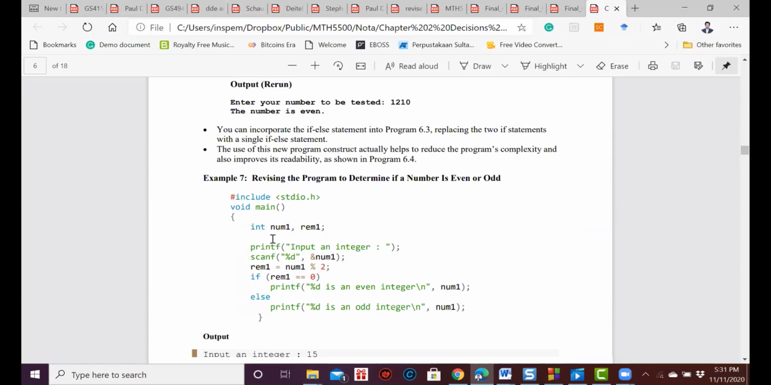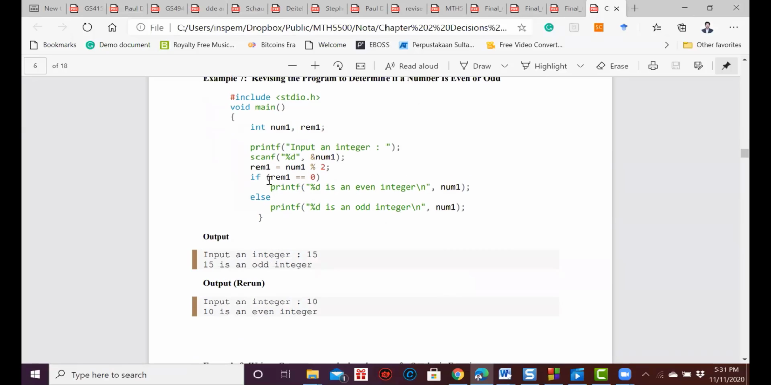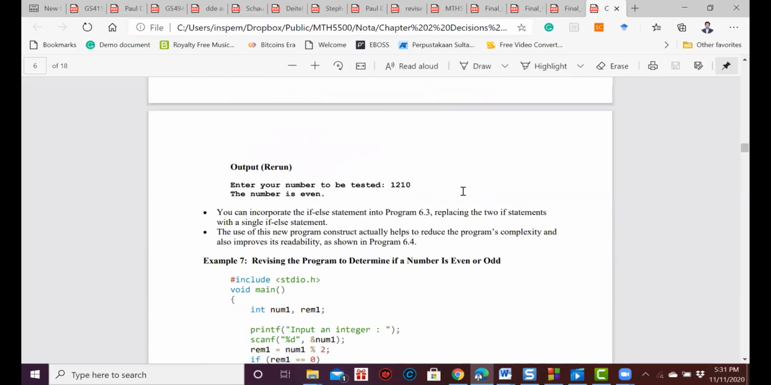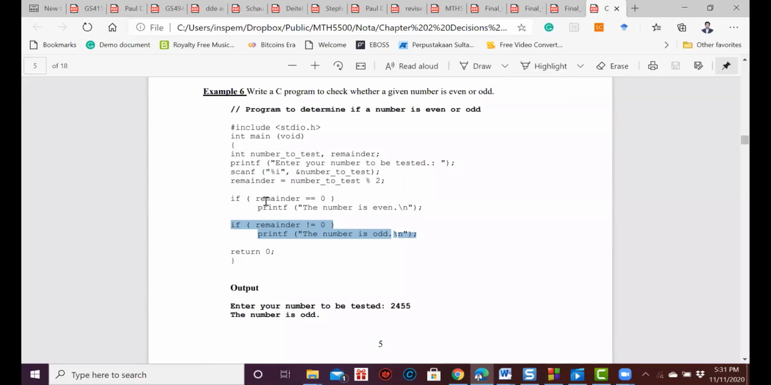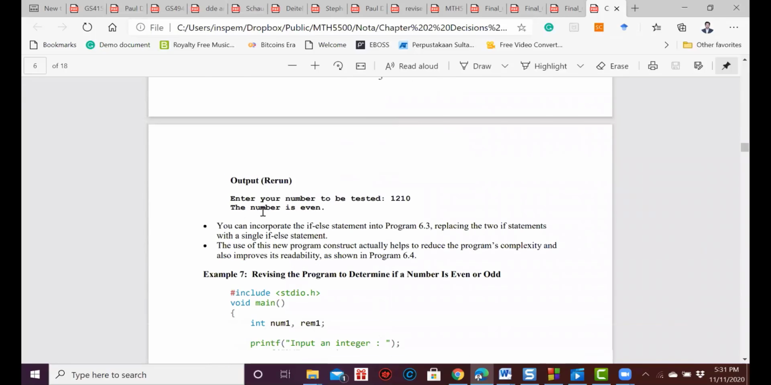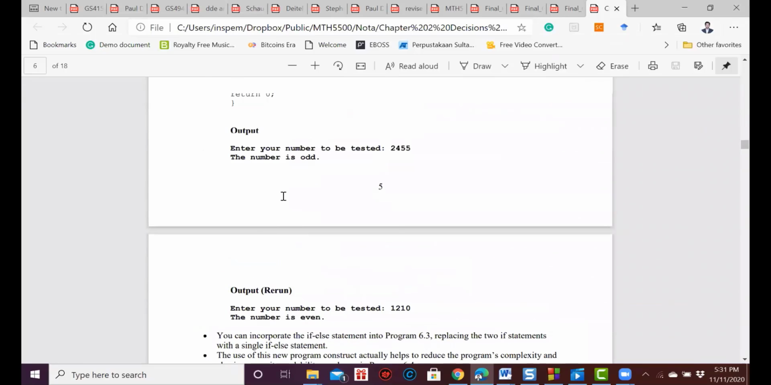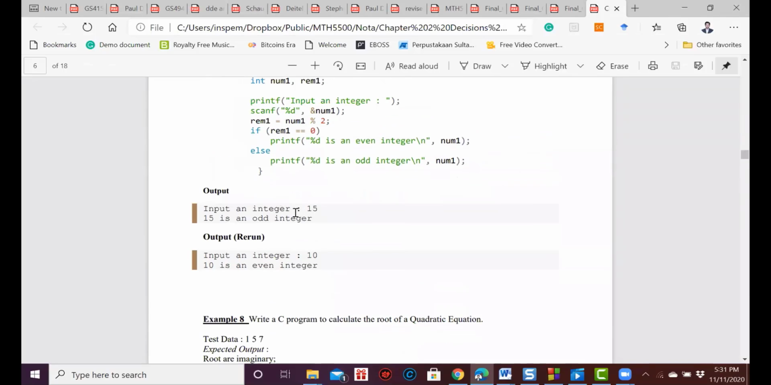So in this case, with else if, if rem equal to 0 is correct, then we finish. We print this even integer. Then we no need to check the next one, go to this. It means we only do the single statement. No need to do two conditions like this one. So this one is smarter compared to the first. So the output is the same.